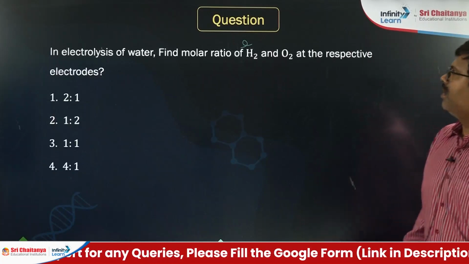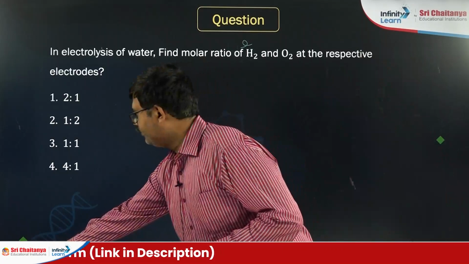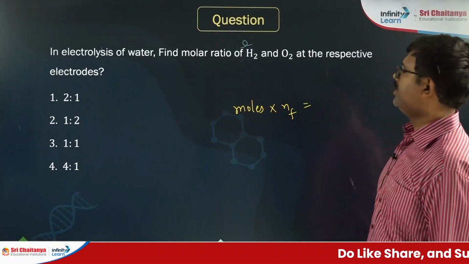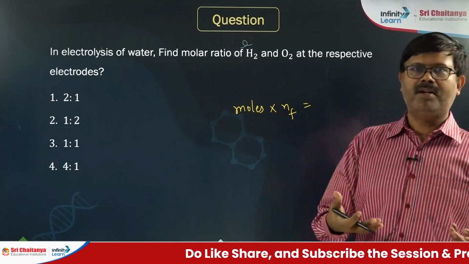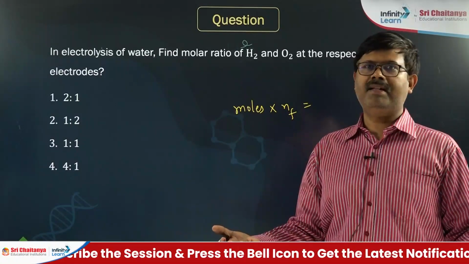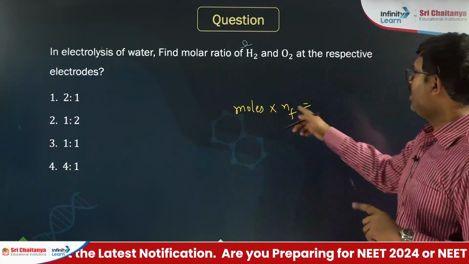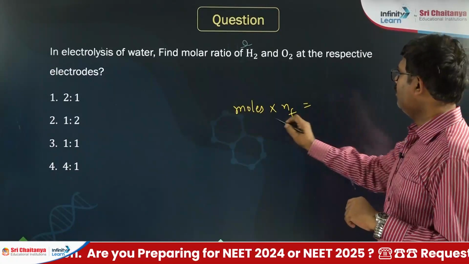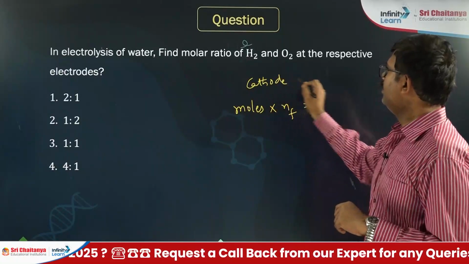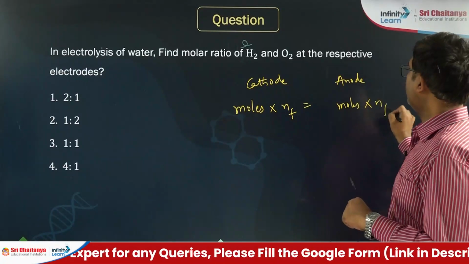In electrolysis of water, find the molar ratio of H2 and O2 at the respective electrodes. Now see, we know that again moles into n factor is the charge. When you are electrolyzing water, the same charge is involved at the cathode and the same charge is involved at the anode for the deposition of H2 and O2. So moles into n factor will be equal at the cathode side, and at the anode side also moles into n factor must be equal.